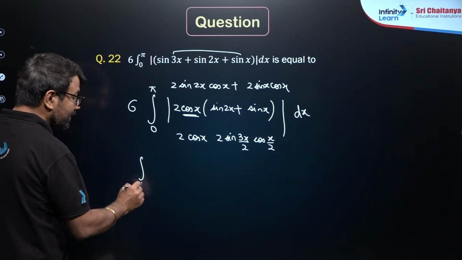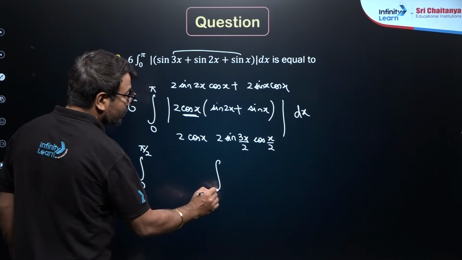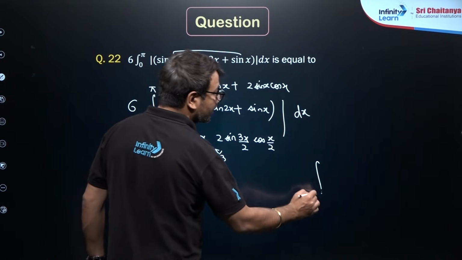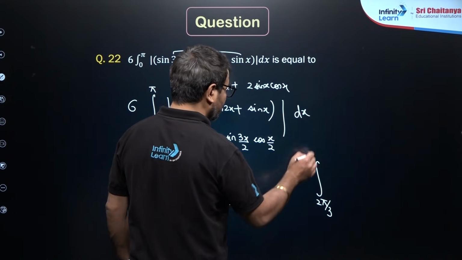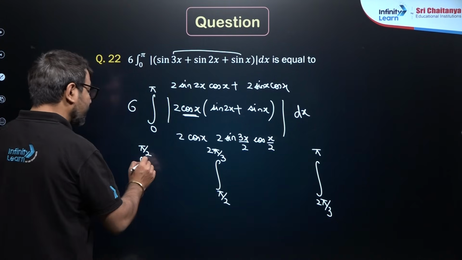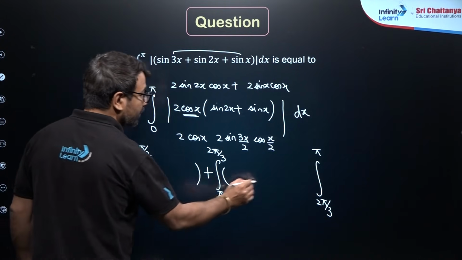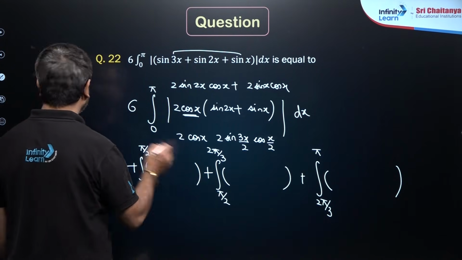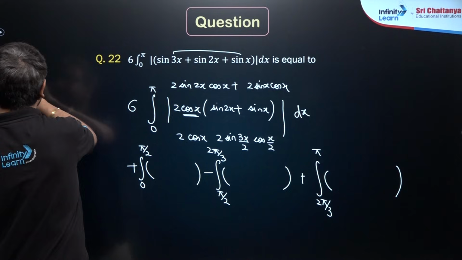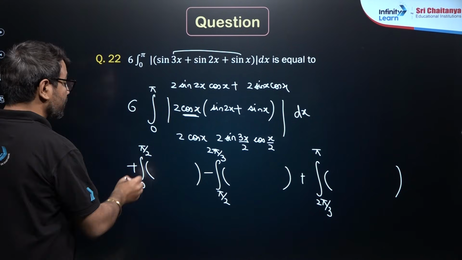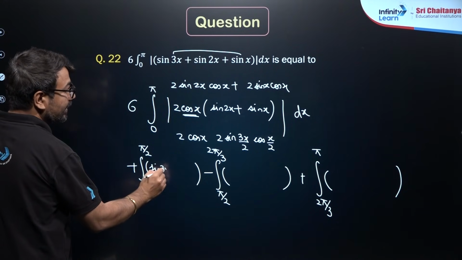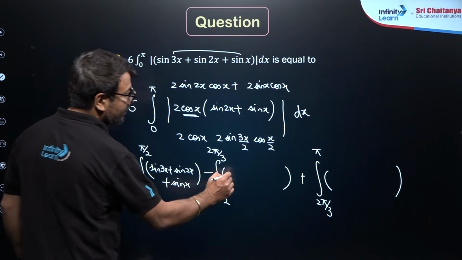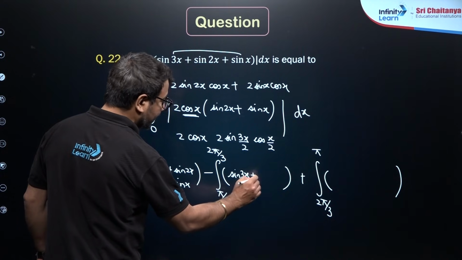So you can break this into 0 to pi by 2, then you can go along with pi by 2 to 2 pi by 3, and then you can go along with 2 pi by 3 to pi. This way you will be assigning the sign to these functions. The first one will be plus only, the second one will be minus, and the third one will be plus again. So here you can directly write sine 3x plus sine 2x plus sine x, and you can integrate them individually. I think this will be easier to integrate sine theta.